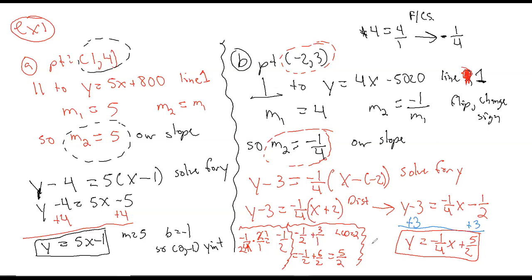So B is definitely one of the more challenging problems initially, but with practice, paying attention, understanding when you make the slopes the same because they're parallel, or when you flip it and change the sign because it's perpendicular. Those are the biggest issues, as well as some fraction stuff.